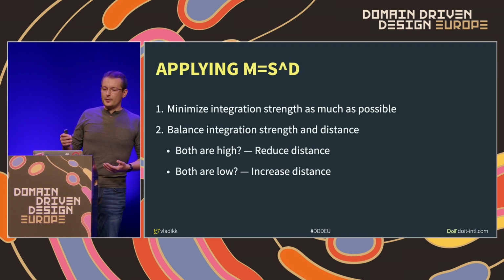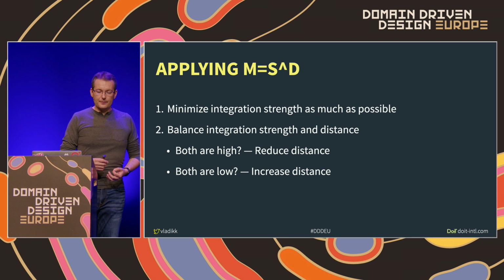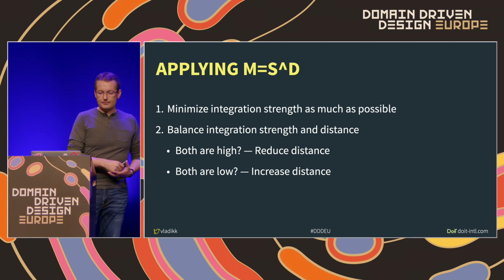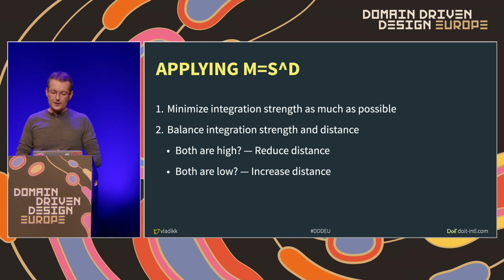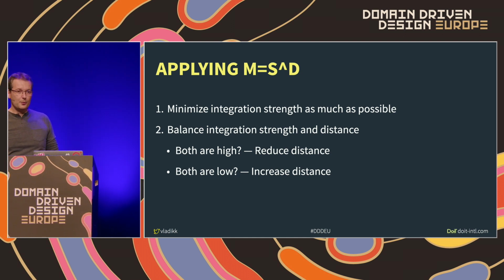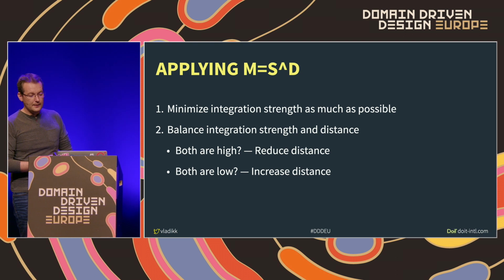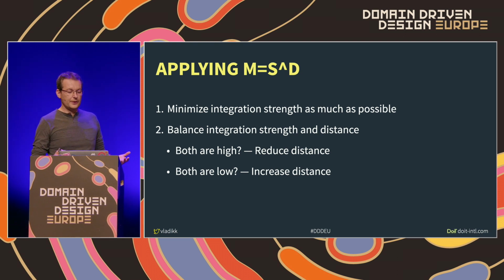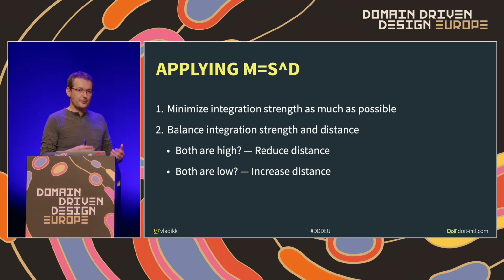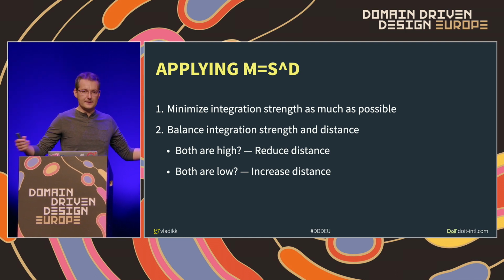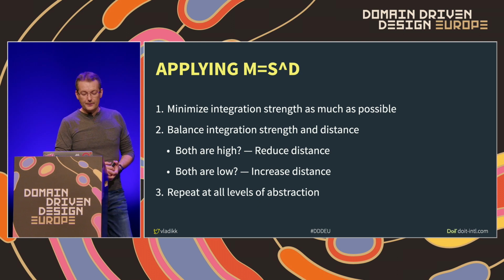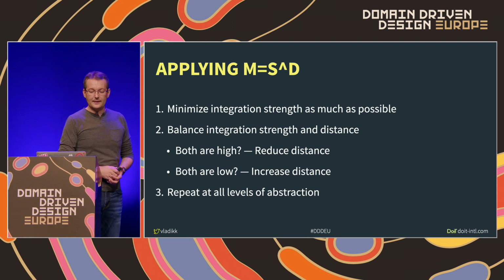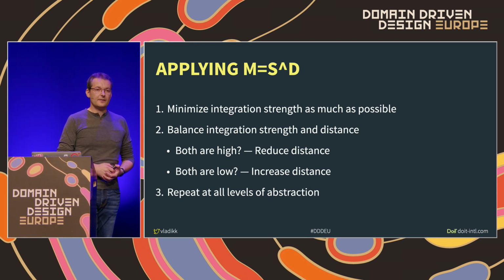Once you've got the lowest possible strength, you have to balance the distance. If both strength and distance are high, it will be easier to maintain the relationship between the components if you bring them closer. And if, on the other hand, both are low, you can simplify the design by spreading them apart, by increasing the distance. And finally, make your design fractal. Balance strength and distances at all levels of abstraction.